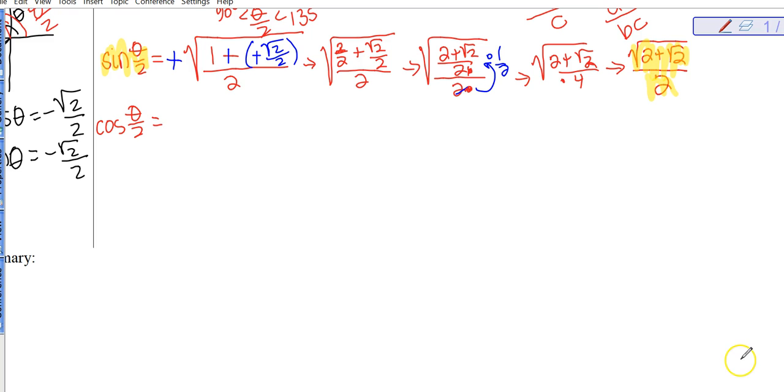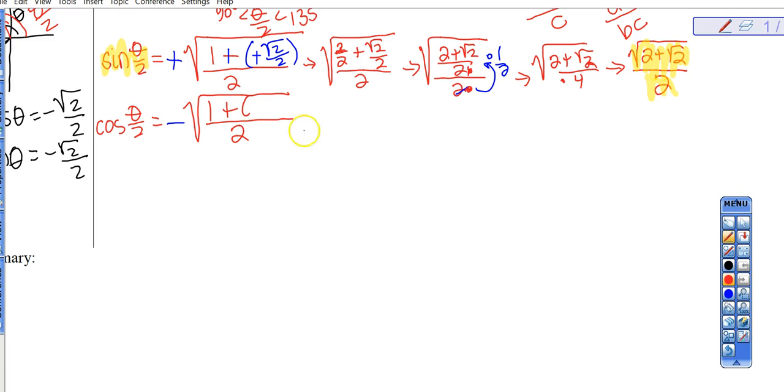So cosine of theta over 2. In quadrant 2, cosine is negative. So we're going to choose the negative formula here. And the formula goes like this. 1, that's not a 1. Let me try that again. 1 plus cosine, which I'll plug in a second, over 2. Then I'm going to plug in my cosine of theta, which is blue pen. Negative square root of 2 over 2.